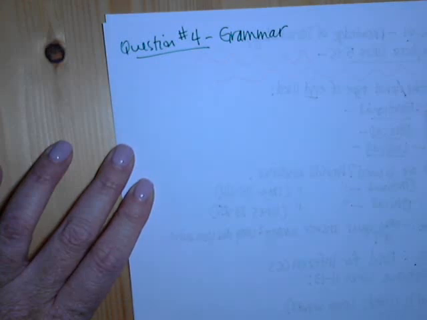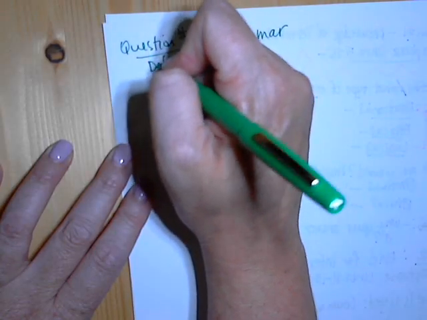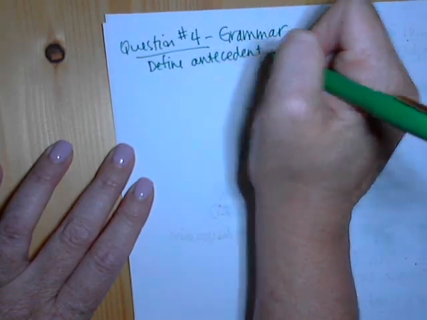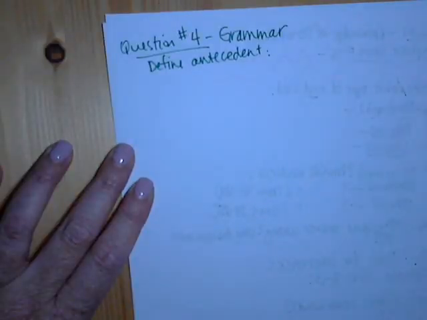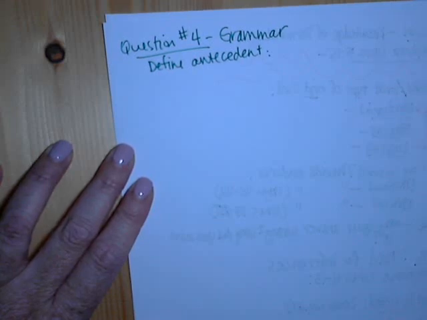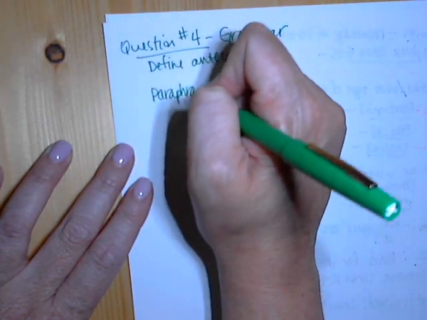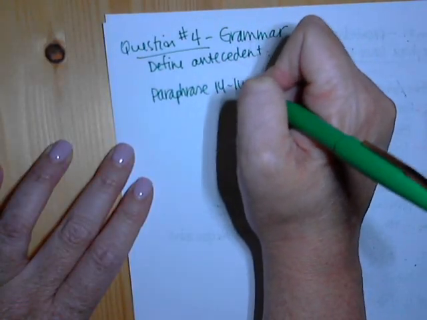Okay, what do you think I need to do first? What's the grammar term? Yeah, I need to define antecedent. Now, again, if you paraphrased it first, I'm totally okay with that. Because actually what we're going to do next is paraphrase. And because we're talking about an antecedent, we need to paraphrase more than just that line. We need to paraphrase probably 14 through 16.